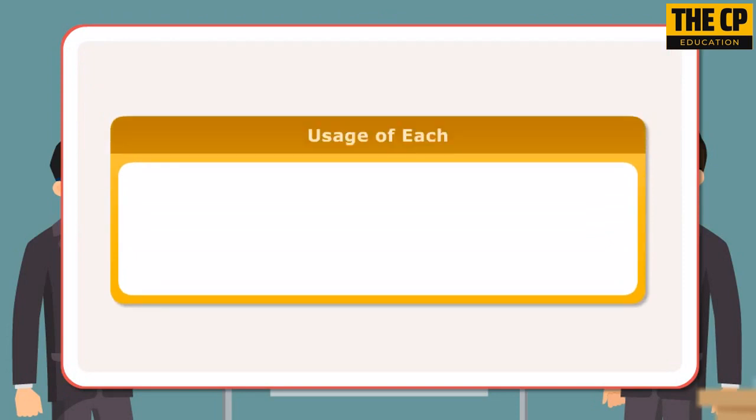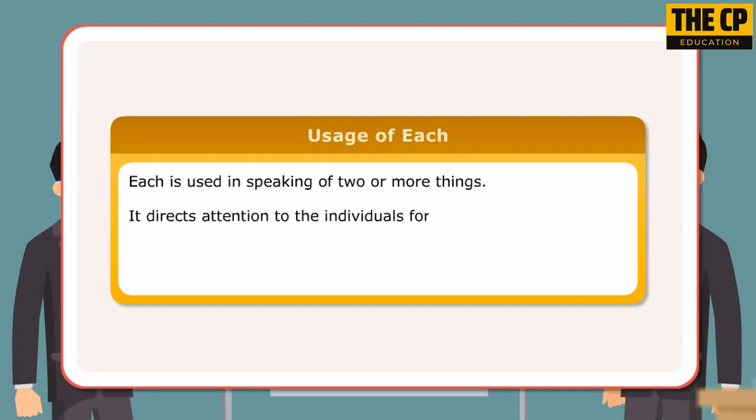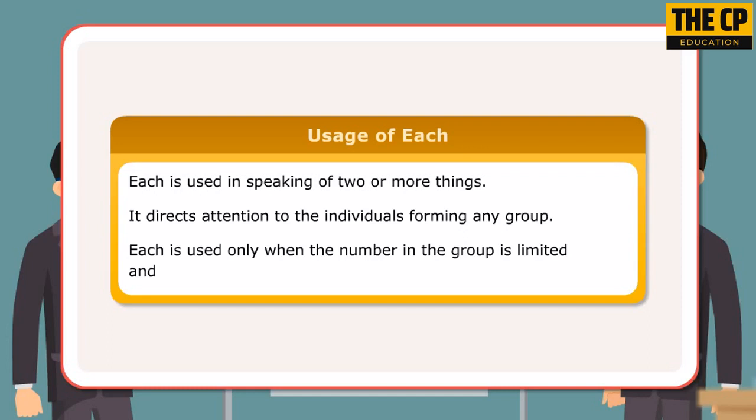Usage of each. Each is used in speaking of two or more things. It directs attention to the individuals forming any group. Each is used only when the number in the group is limited and definite.